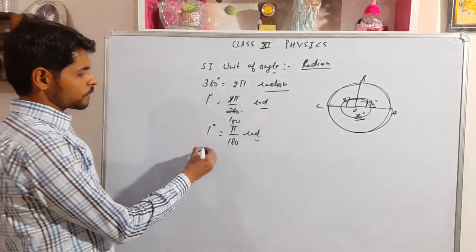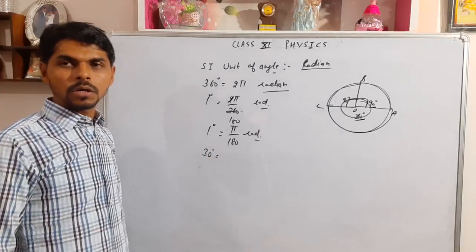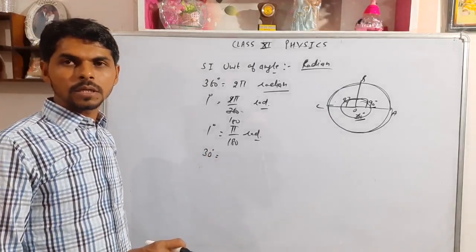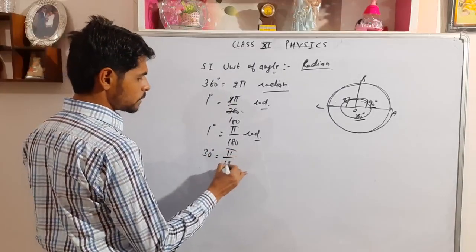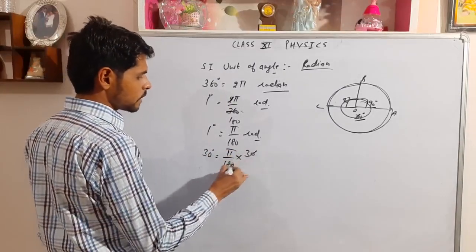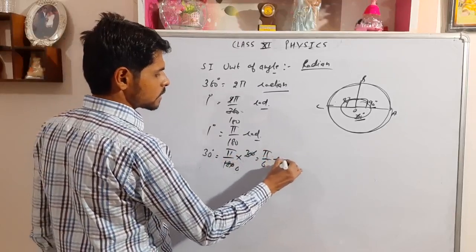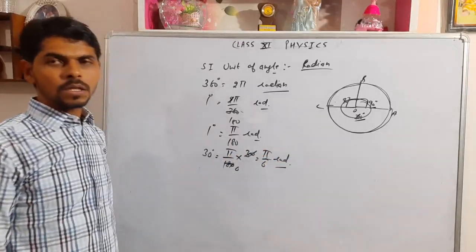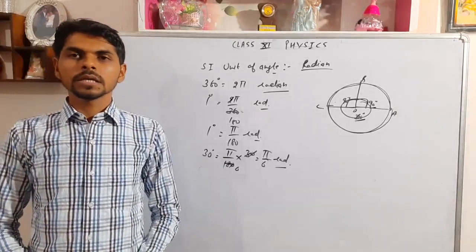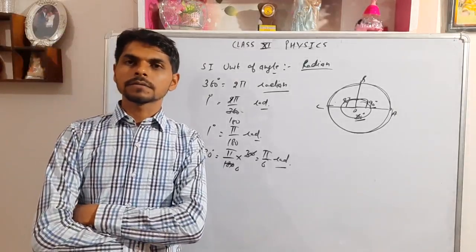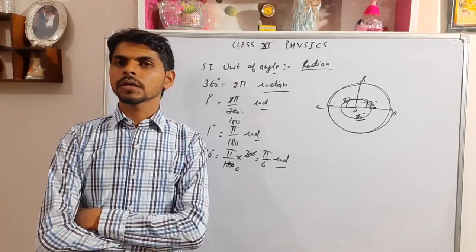So if we want to calculate the value of 30 degrees in radians, what will we do? Multiply the value of 1 degree in radians with 30. The 1 degree value was pi by 180, multiplied by 30. That becomes pi upon 6 radians. It means 30 degrees equals pi upon 6 radians in the SI unit of angles. So we can convert any value from degrees to radians.